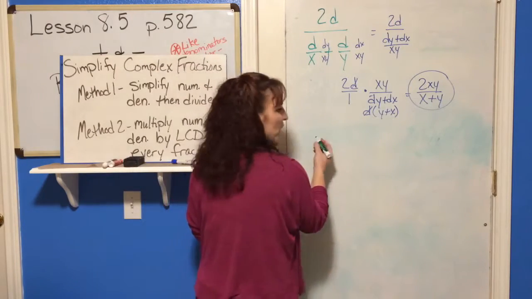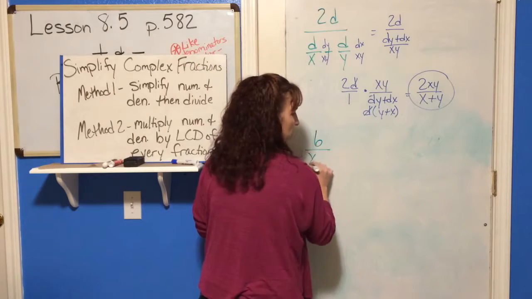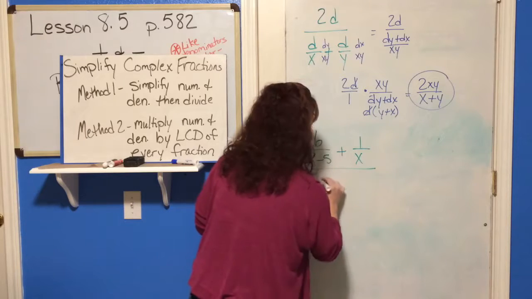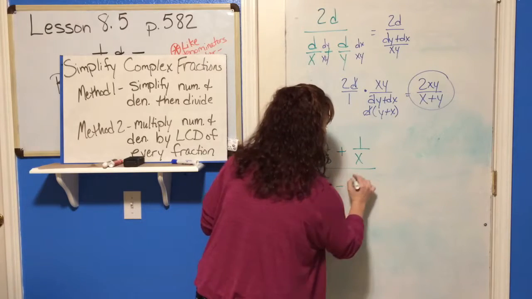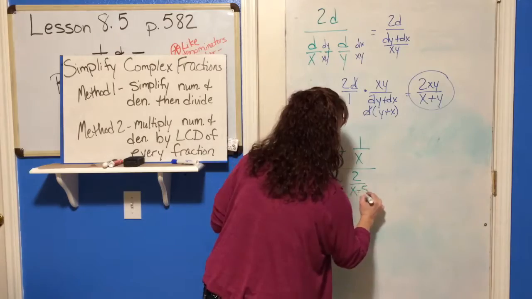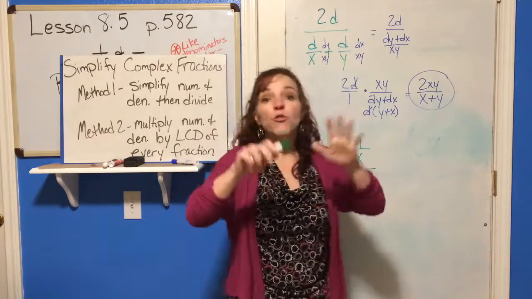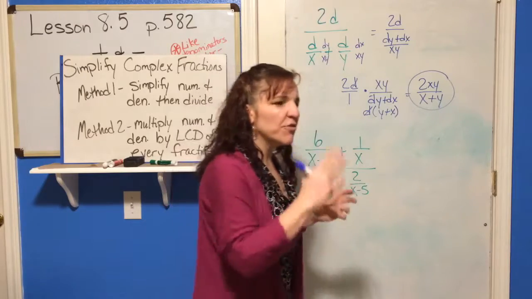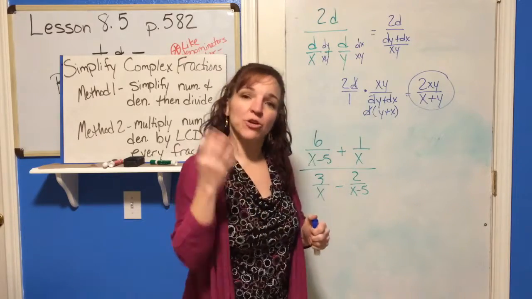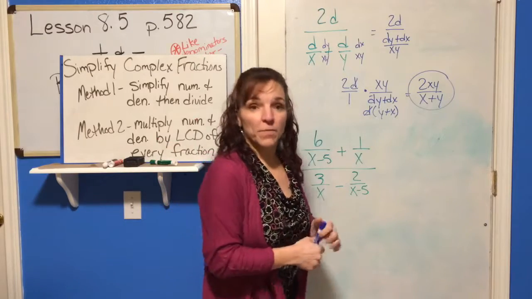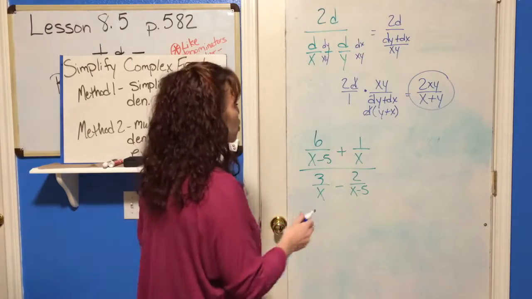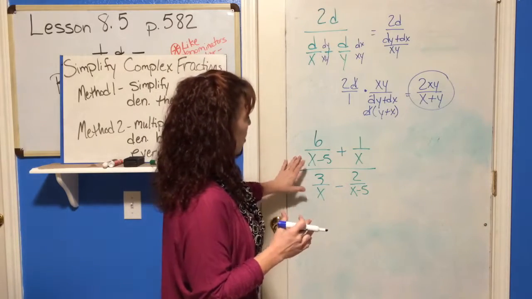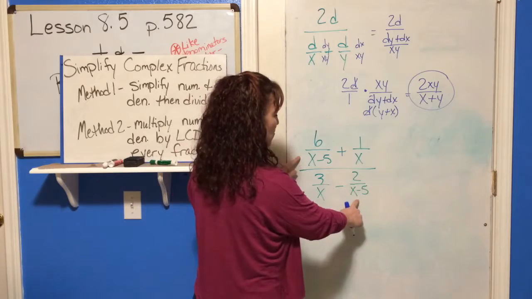All right, let me show you the other type real quick. The other type is to determine what is the common denominator of all the fractions in the entire complex fraction. If you multiply every fraction by that common denominator, it's going to get rid of those fractions. In this case, this one is actually not so hard because I've got x's and I've got x minus 5.